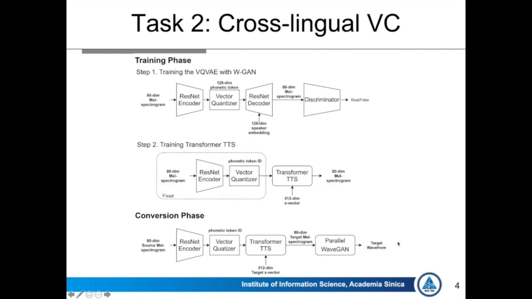For the cross-lingual task, we need to train a complete VQVAE first. And then we will take the first part of the VQVAE and treat it as an ASR. The output of this ASR will be phonetic token IDs, which are defined by the machine itself. Second, we will use the phonetic token IDs to train our TTS. Finally, we cascade ASR, TTS, and Parallel WaveGAN together, which is shown at the bottom of the slide.